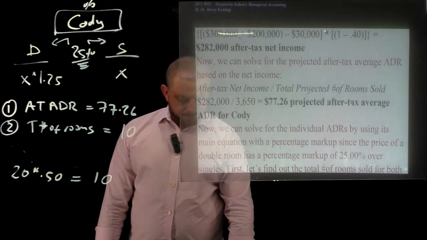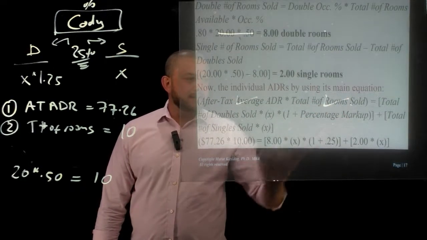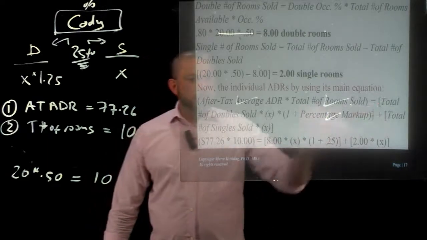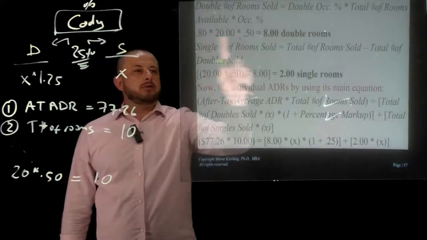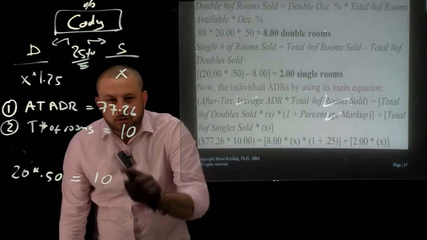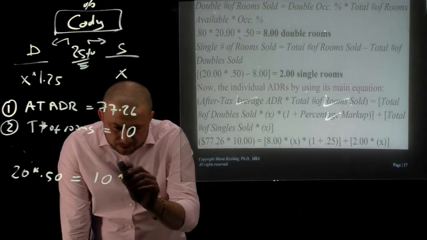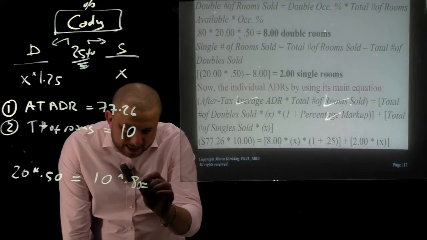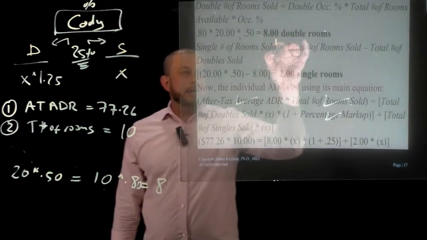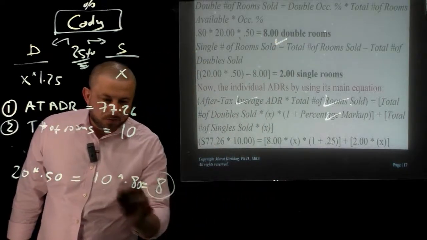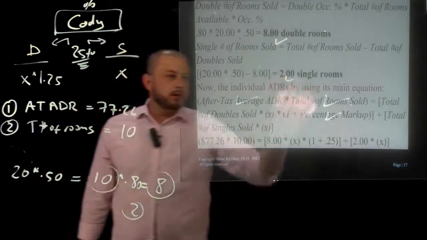And if you take a look at our main equation, I got this guy, I got this guy, okay, and I know this guy. Total number of doubles sold. If you remember, 80% of the entire number of rooms sold is total number of doubles sold. Therefore, 10 multiplied by 0.8, which is 80% of 10, the total number of rooms sold, is going to give me 8 double rooms. And if I'm selling 8 double rooms out of 10 rooms total, 2 rooms must be single rooms.